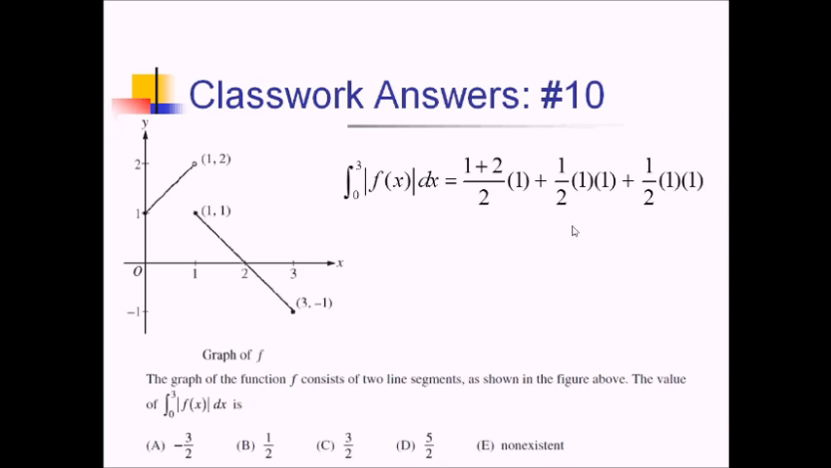So adding all this stuff together, and I wrote my trapezoid formula a little bit differently, but it's essentially the same thing. You're doing 1 plus 2, taking half of that and multiplying by the height. So we end up here with 3 over 2 plus 1 over 2 plus 1 over 2. Well, this ends up being 5 halves, which gives us answer choice D.